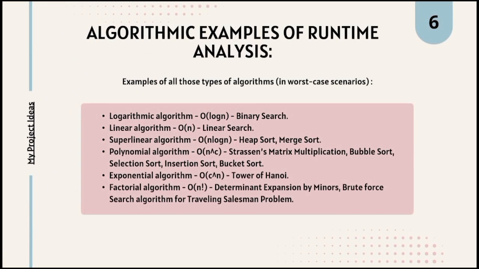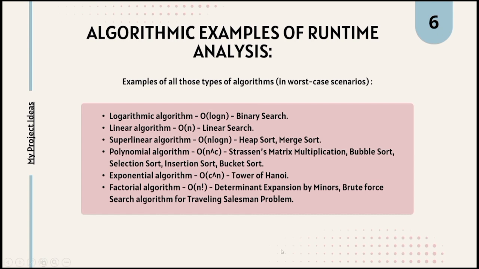Then, algorithmic analysis. Let's have a look. This is also an important part because sometimes it is asked in interviews what the time complexity of binary search is. It's log n. It's actually log n base 2, but it's log n. Okay. Linear algorithm is big O of n, that is linear search. Superlinear is big O of n log n, like heap sort and merge sort. Polynomial algorithm is n to the power c, like bubble sort, selection sort, insertion sort, bucket sort, matrix multiplication. Exponential is Tower of Hanoi.